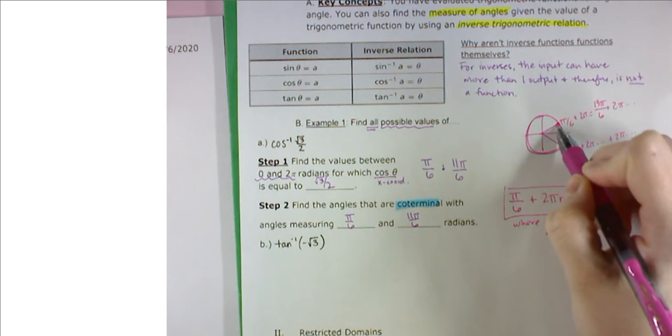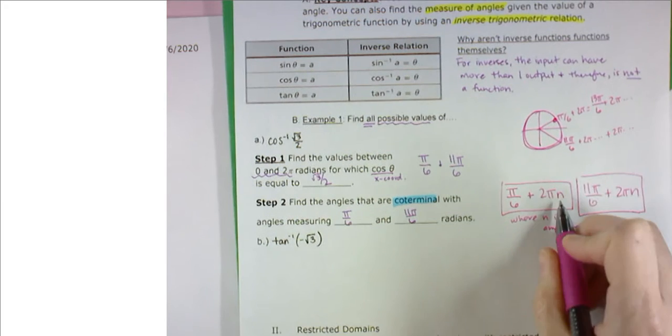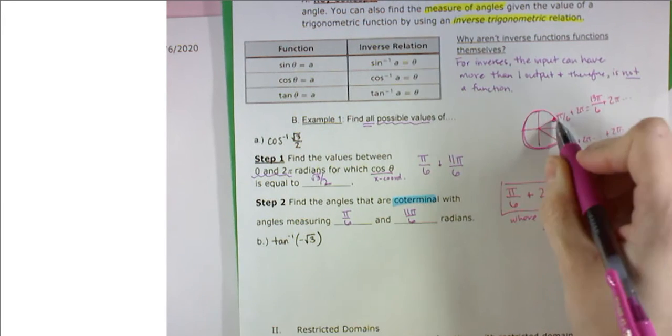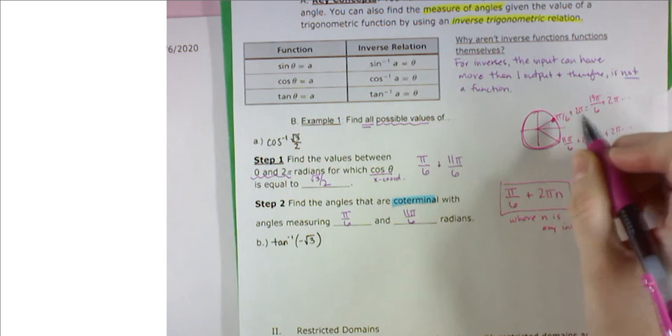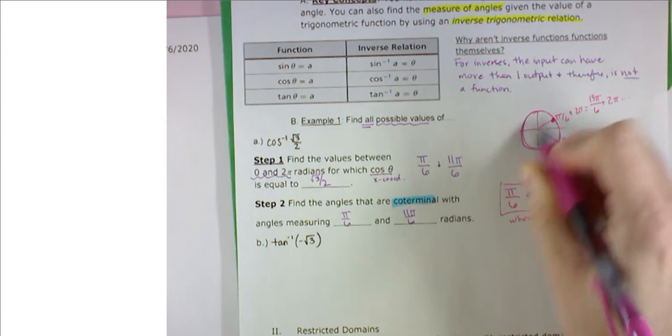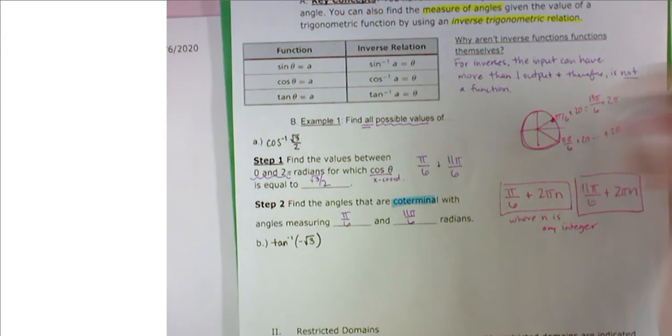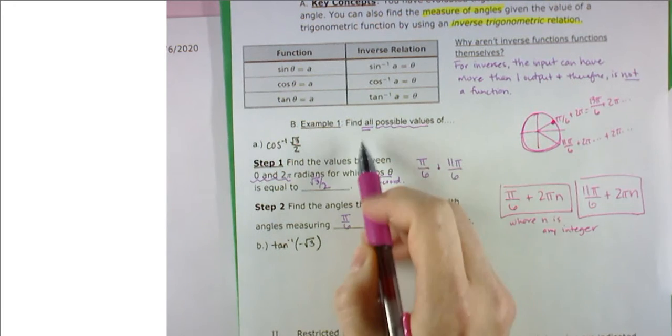If you plugged in 2, did I say twice? If you plugged in 1, you go around once. If you plug in 2, you go around twice. If you plugged in -1, you could go around the negative way. So whenever it says find all the possible values, you want the 2 pi n because there are an infinite amount of times that you could rotate around your unit circle.